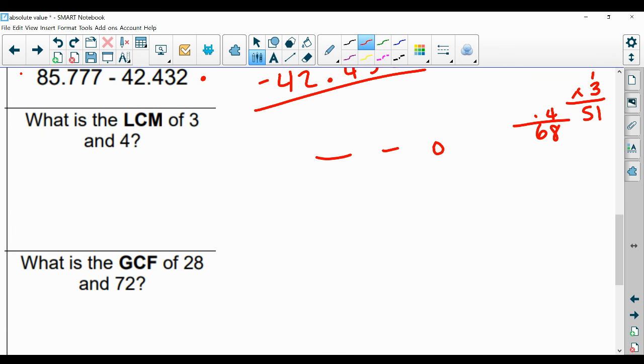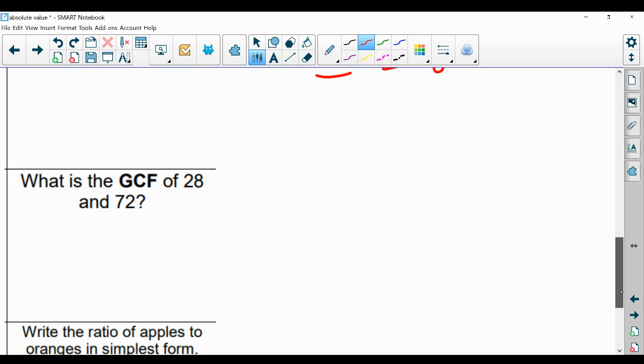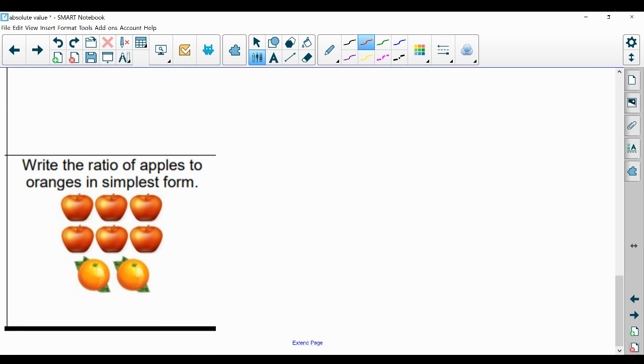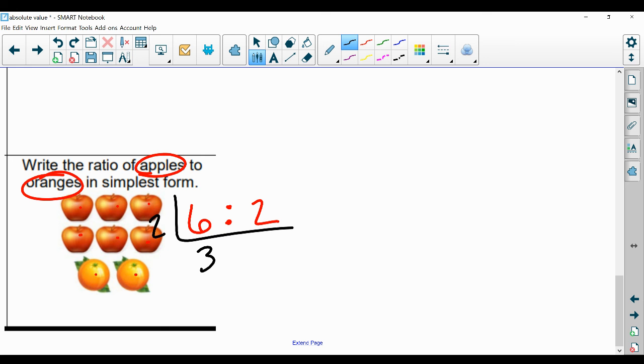The next problems, you know how to find LCM and GCF, so I'm going to leave you to it. You should do just fine. And then the last problem, it says, write the ratio of apples to oranges in simplest form. So what I do is I count how many apples I have. 1, 2, 3, 4, 5, 6. This right here means 2. 1, 2 oranges. And what I can do is, once it's in simplest form, I can use the slide to simplify. 6 divided by 2 is 3. 2 divided by 2 is 1. And so my simplified ratio is 3 to 1.